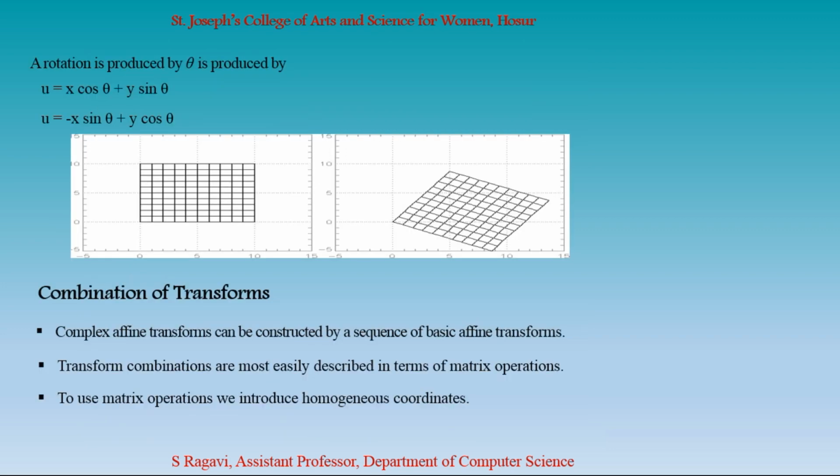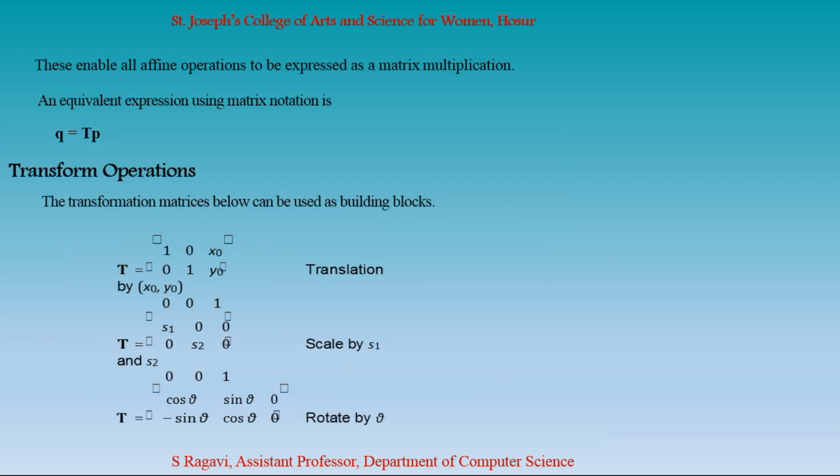A rotation is usually produced by specifying a theta value, which is represented in mathematical formula as u equals x cos theta plus y sin theta, v equals minus x sin theta plus y cos theta. Combination of transforms. Complex affine transforms can be constructed by a sequence of basic affine transforms. Transform combinations are most easily described in terms of matrix operations. To use matrix operation, we introduce homogeneous coordinates. These homogeneous coordinates help us to enable all affine operations to be expressed as matrix multiplication.